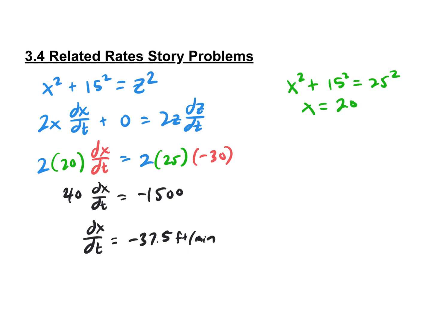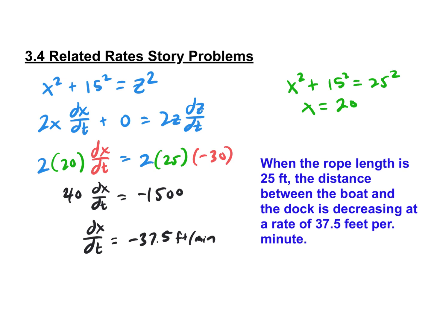At that particular time. And so your sentence should be something like this. When the rope length is 25 feet, the distance between the boat and the dock is decreasing at a rate of 37.5 feet per minute. I don't know why there's an extra period there. Probably because I forced that down. What's important is in your sentence, we don't talk about the positive or negative. We use words like increasing or decreasing, okay? So when we do the conversion from math to English, we want to use the right words.